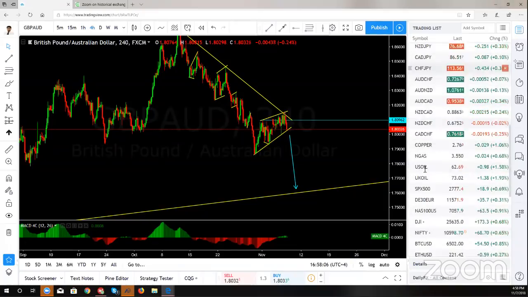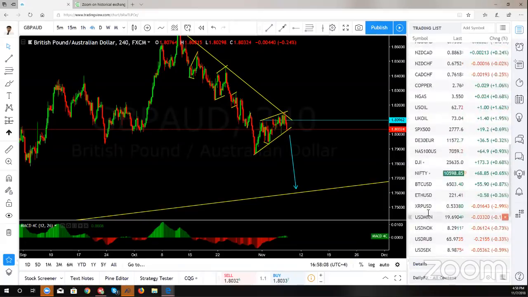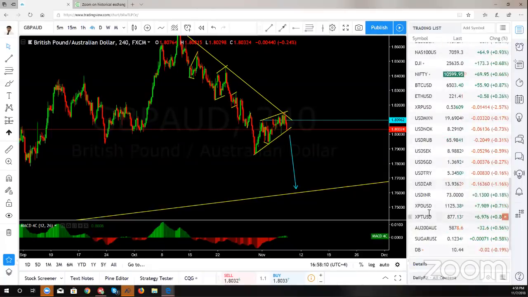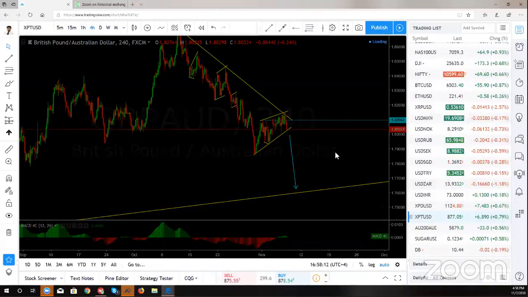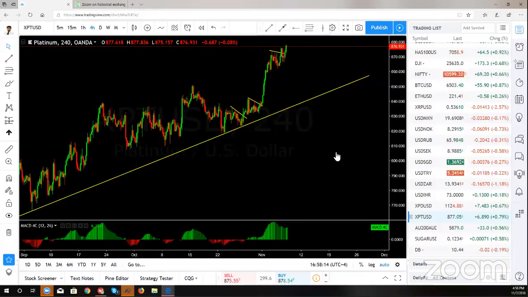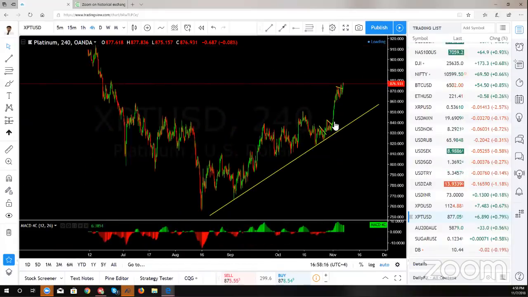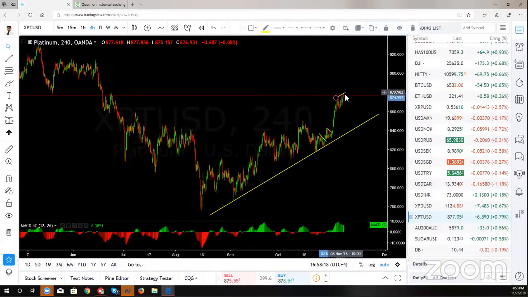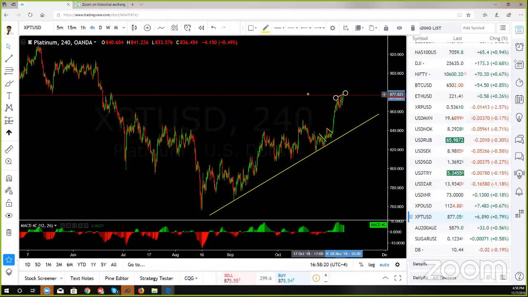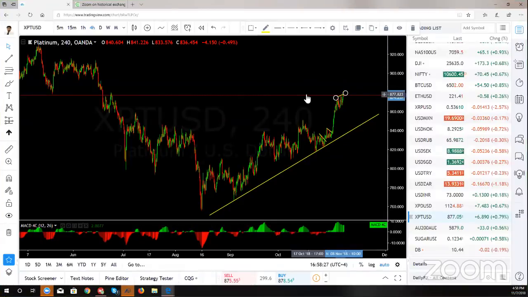Let's do Platinum, and then I'll answer the question which time frame is better to trade. So let's look at XPT. Platinum upside, it's still going up, up. You be careful here. You're getting a correction. You're getting a consolidation here. So this might come back a little before it goes. Just be aware of that possibility.